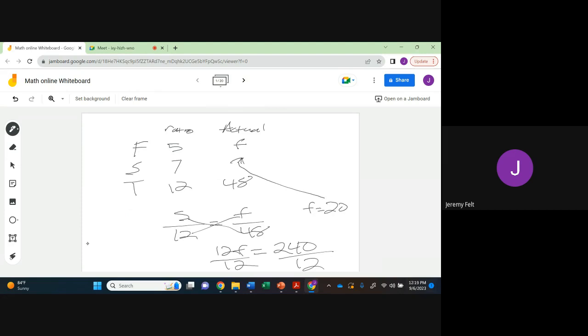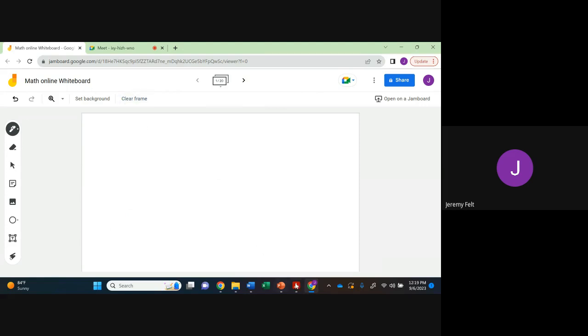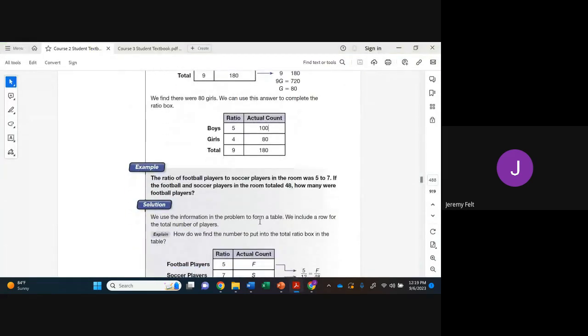That's the number of football players. And then we can find soccer players. 48 minus 20 is 28. So there's 28 soccer players. If we needed to find that, we weren't asked to. But once we have 2 of the 3, then it's pretty easy to find that missing one. We could still set it up in ratios and cross multiply and divide, since that's a little bit more work. Probably be easier just to find the difference.